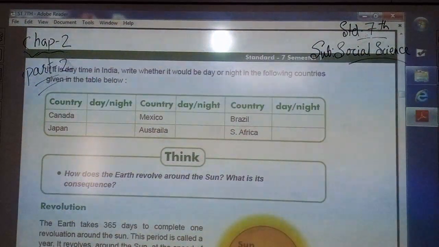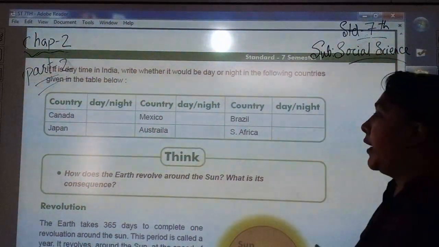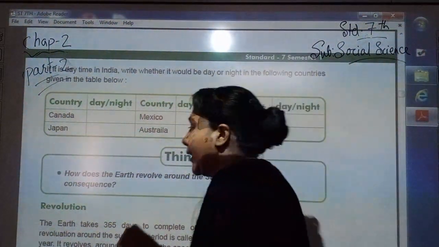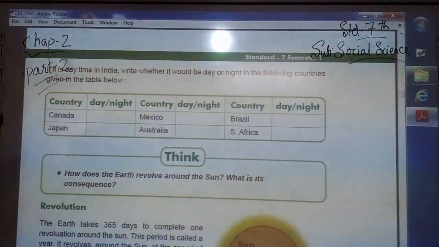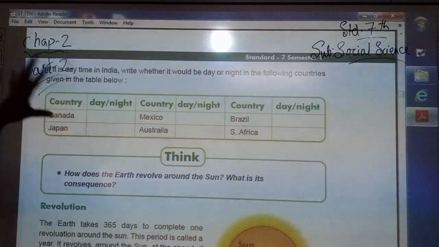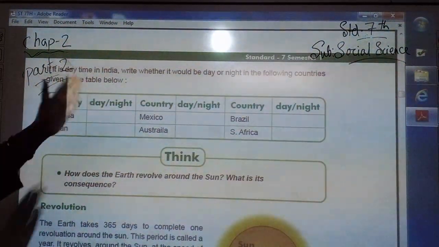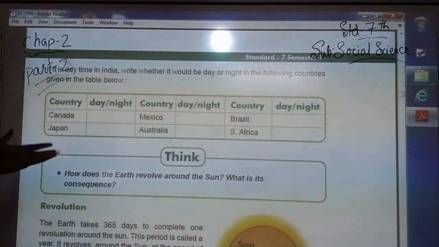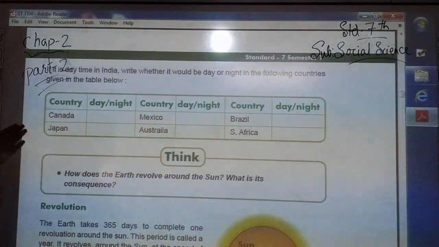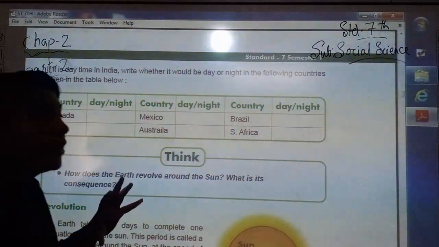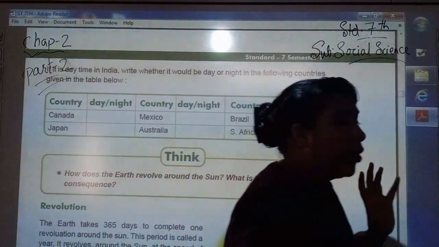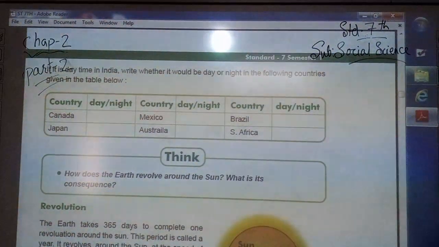First, take the country here. What is the time there? Here you can find whether it is day or night, for example Canada. If it is day in India, then in these countries there could be day or night. It actually depends: Canada, Japan, Mexico, Australia, Brazil, South Africa. It depends on which country, what time, and what location. The location is the most important.